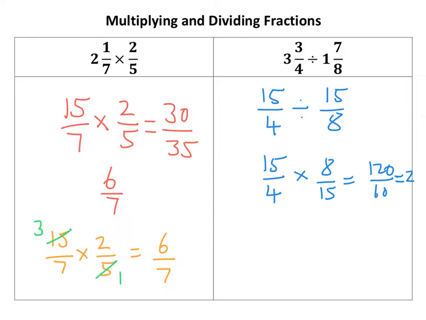But I could yet again have done this, so let's have a look at 15 over 4 times 8 over 15. Now, 15 and 15 are quite clearly in the same times table, and so are 8 and 4. And now I have a very simple sum of 1 times 2. 1 times 2 is 2. 1 times 1 is 1, and we get 2.